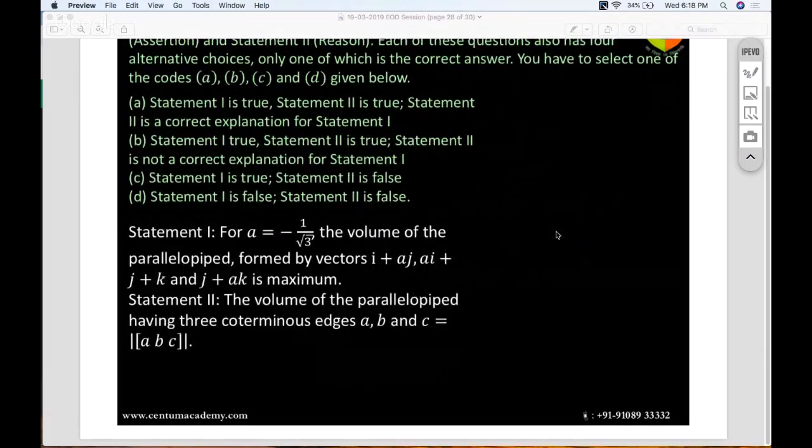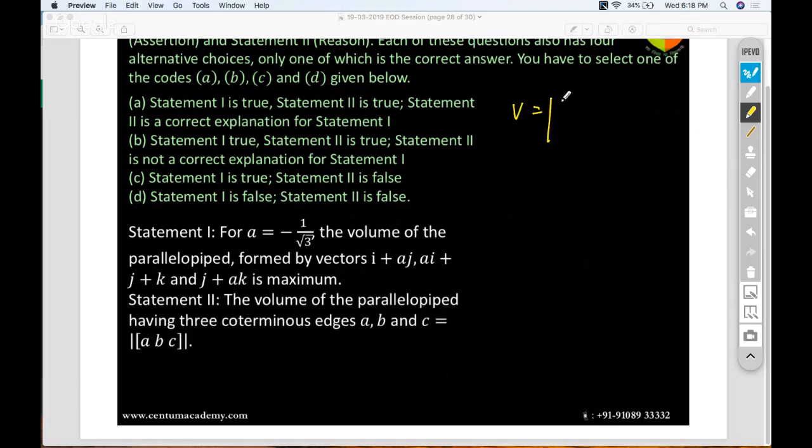Yeah, so this question is easy, let's take this up first. The volume of the parallelepiped formed by this is maximum. So this statement 2 is definitely correct. The volume of the parallelepiped is given as the modulus of the determinant formed by 1, a, 0, a, 1, 1 and 0, 1, a.